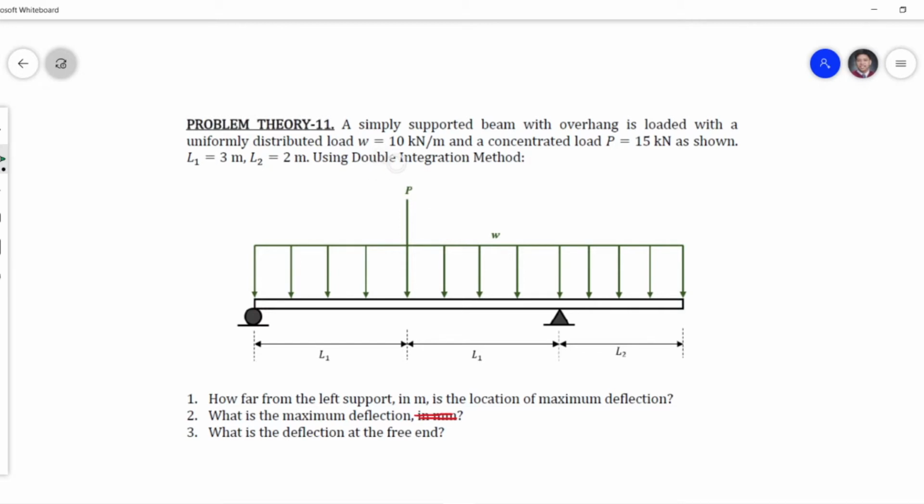Using double integration method, so unang pinapahanap sa atin, how far from the left support in meters is the location of the maximum deflection. Then, what is the maximum deflection? And number 3, what is the deflection at the free end?